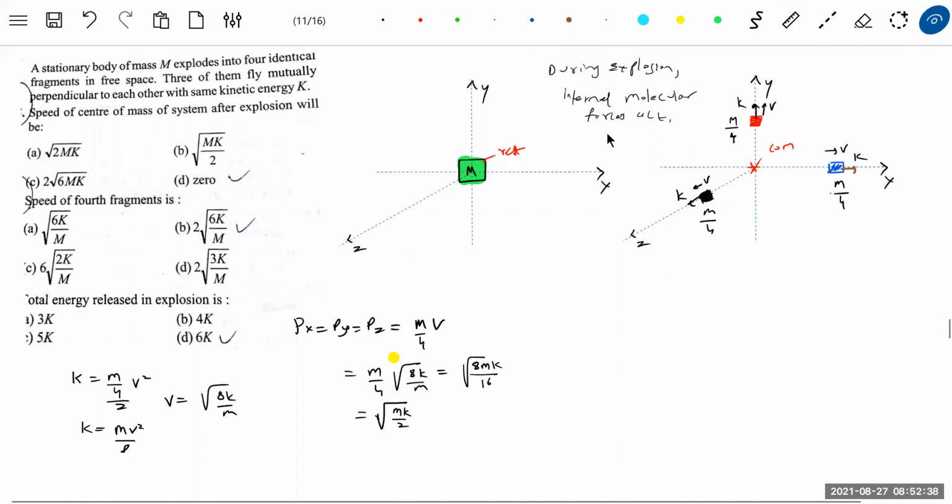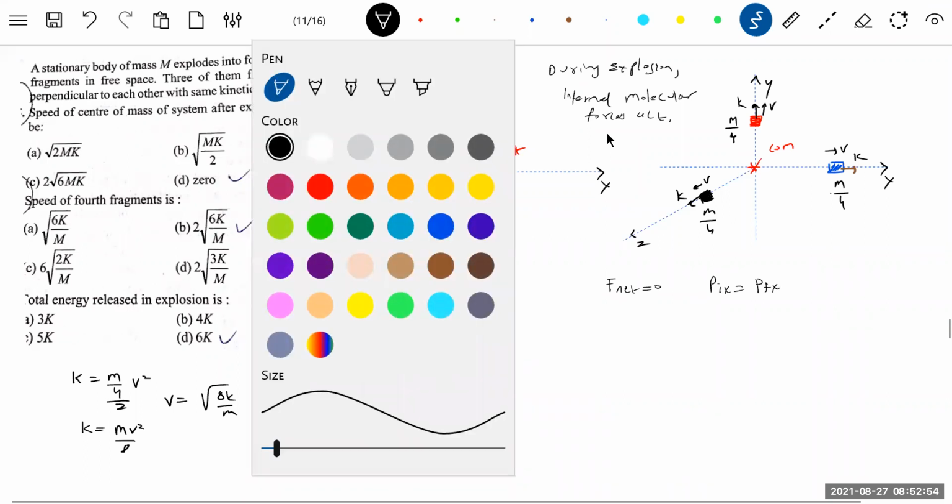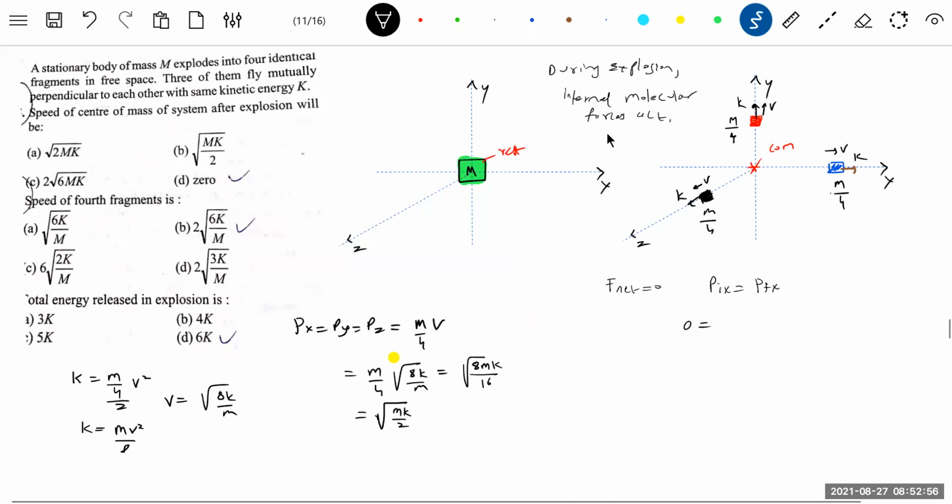Can we apply conservation of linear momentum? Yes, the net force on the system is 0. So in what direction will you apply conservation of momentum? In space. So initial momentum equal to final momentum. So what is the initial momentum? 0. Final momentum: we have Px i cap, Py j cap, Pz k cap, plus the momentum of the fourth fragment, which we don't know, P4 bar.